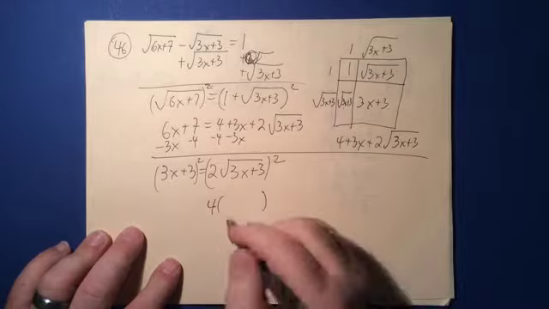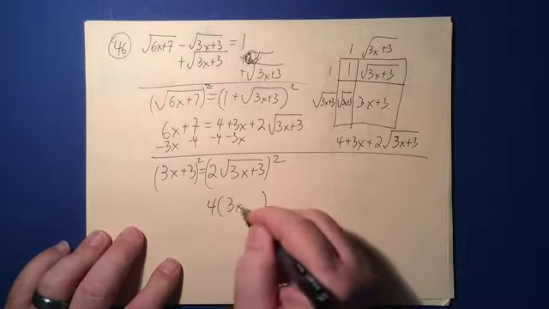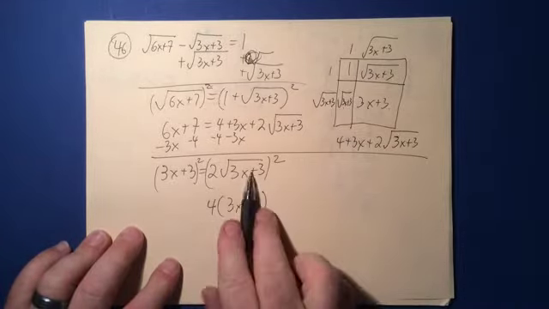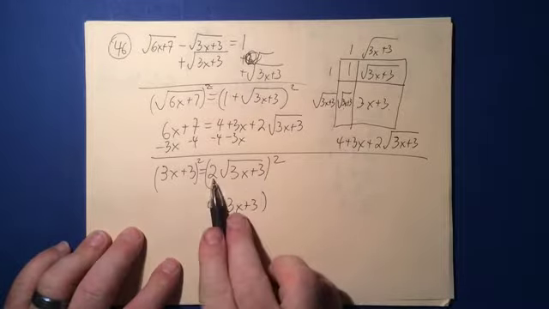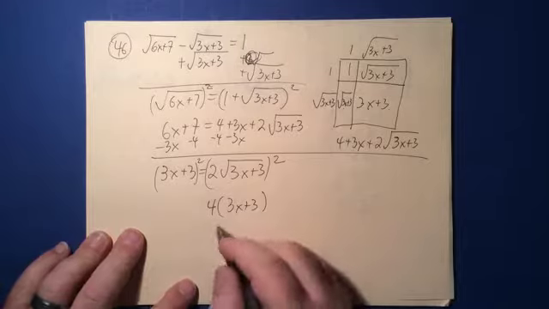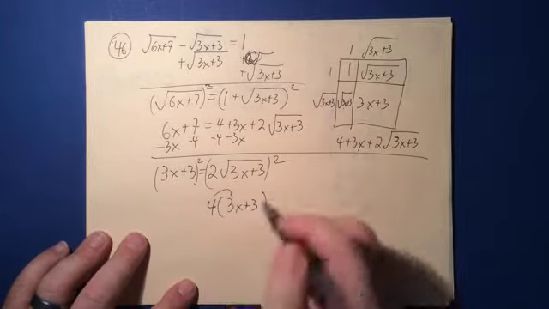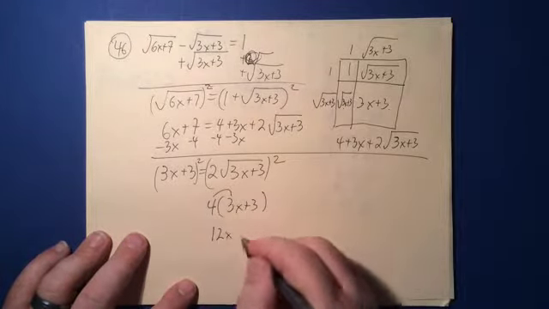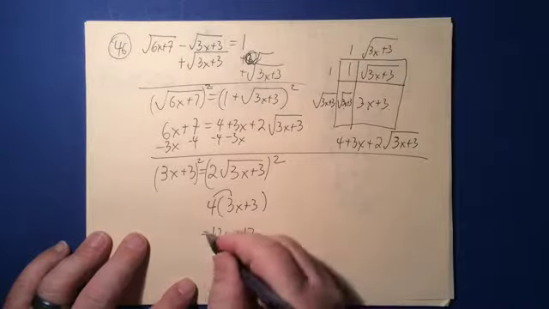And now we have to multiply 4 by 3x plus 3. So it's not as simple as just getting rid of the radical. We have to square the 2 also. And now we have to multiply 4 by this. So when we do that on this side, we're going to get 12x plus 12.